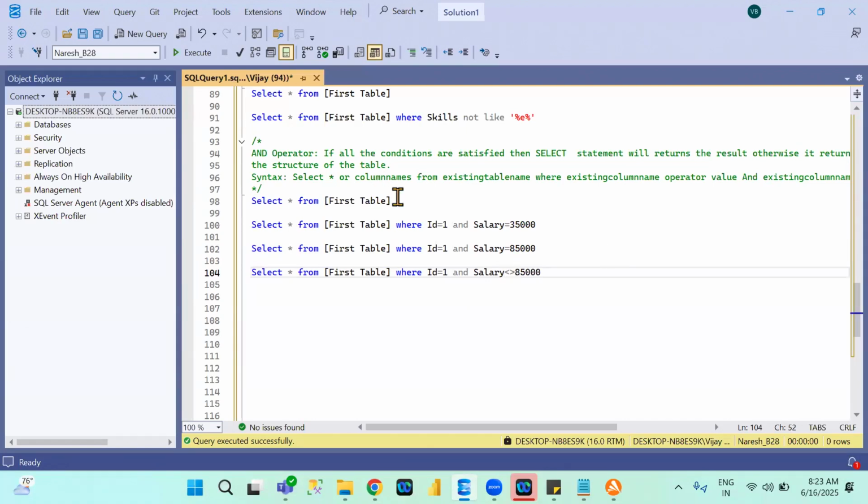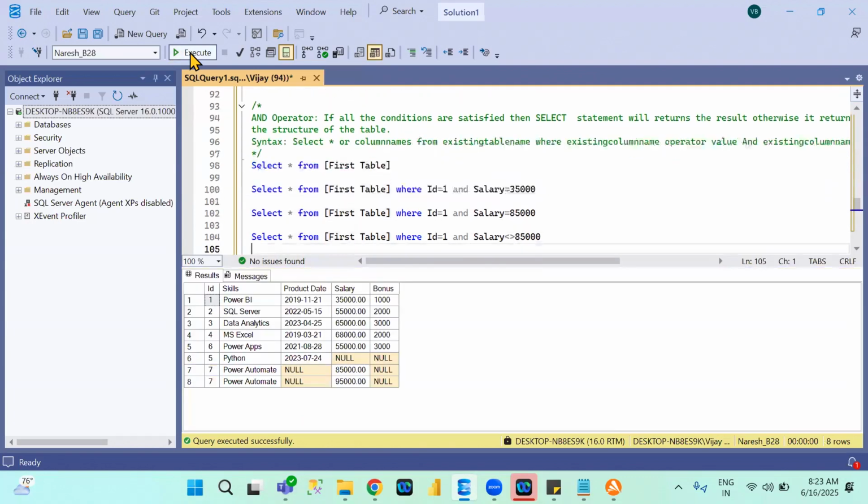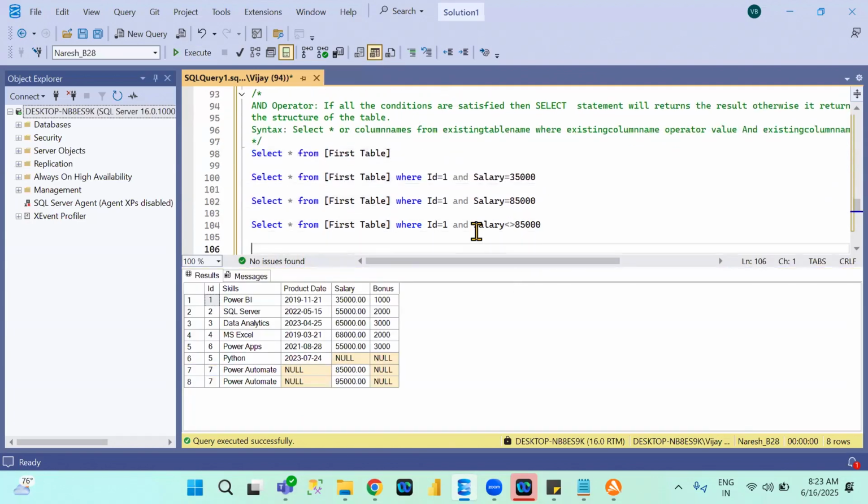Now tell me. See, this is the data. Now tell me, which records are satisfied? Which records are not satisfied? First one is satisfied. Is there any other? Check it once. Each and every record you have to check. Which condition is it?